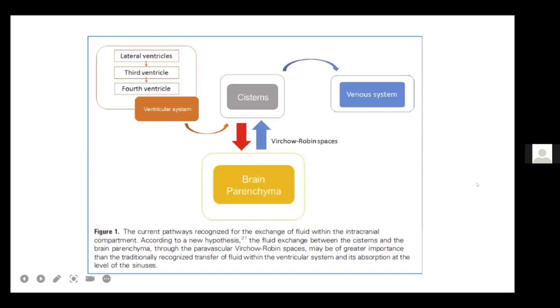The current pathways recognized for the exchange of fluid within the cranial compartment, this is a new hypothesis: the fluid exchange between the cistern and parenchyma through the perivascular virtual space may be of greater importance than the traditionally recognized fluid exchange within the ventricular system. So we should understand this.